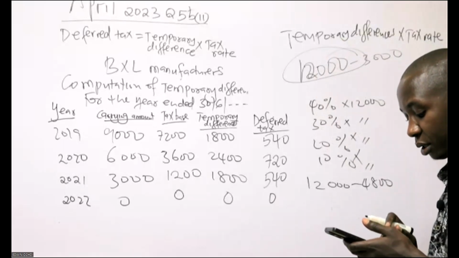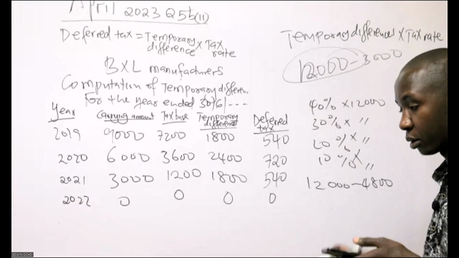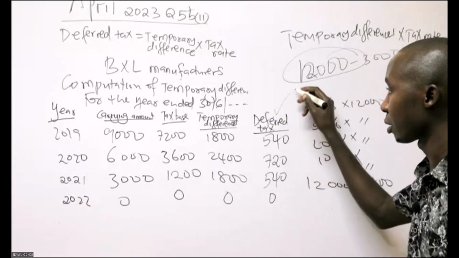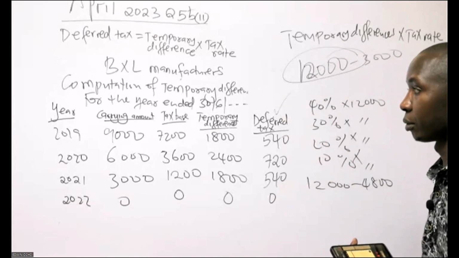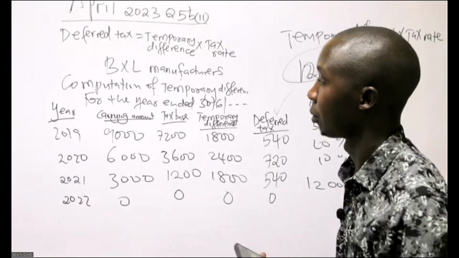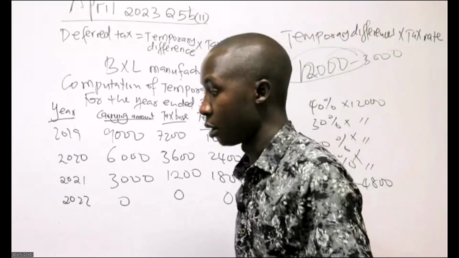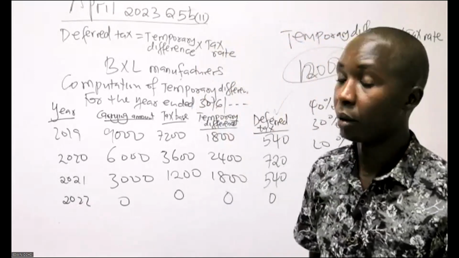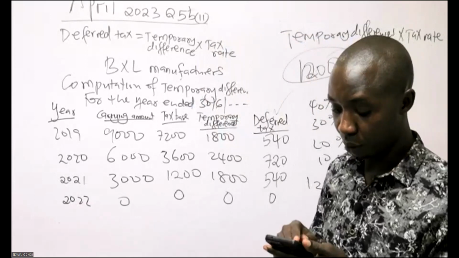Yes, that is what they needed. Oh, they needed an account. No, they needed deferred tax. That is what I have answered. The first part of the question was in need of what?